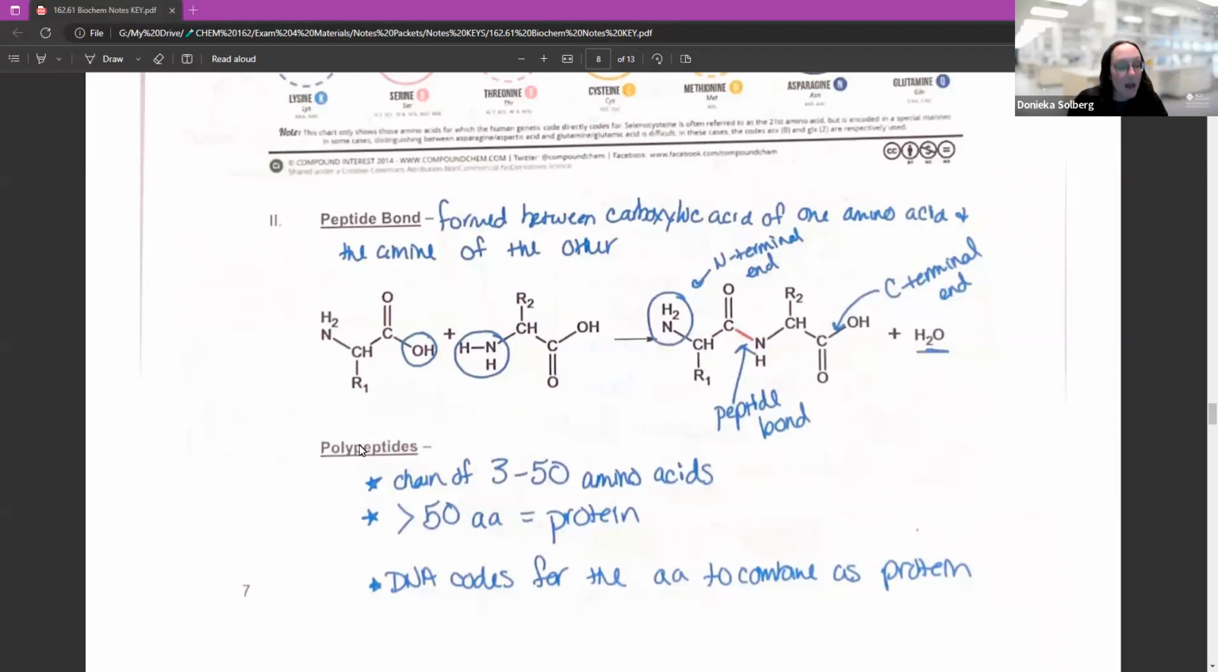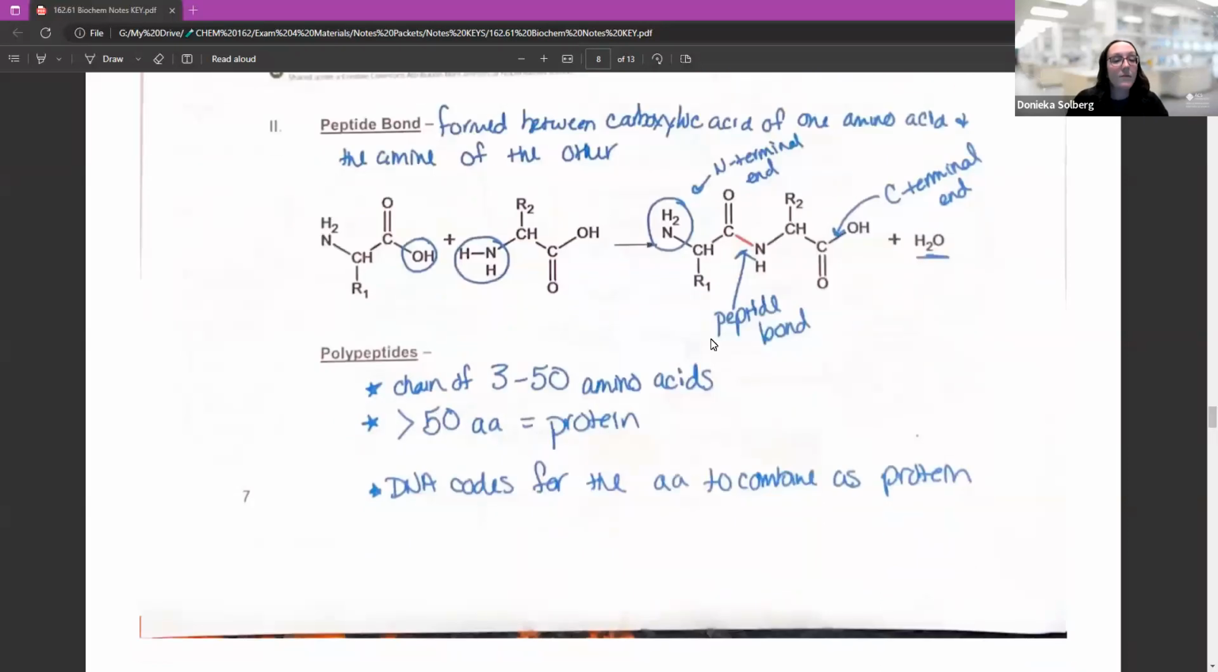So a polypeptide means a bunch of peptide bonds, right? A bunch of amino acids bonded together. So after you have two, this is a dipeptide. Then anything bigger than that is considered a polypeptide. So 3 to 50 is a polypeptide. Once we get past 50 amino acids bonded together, then we start referring to them as proteins. Sometimes we call proteins and polypeptides interchangeably, but it's really that proteins are the big ones.